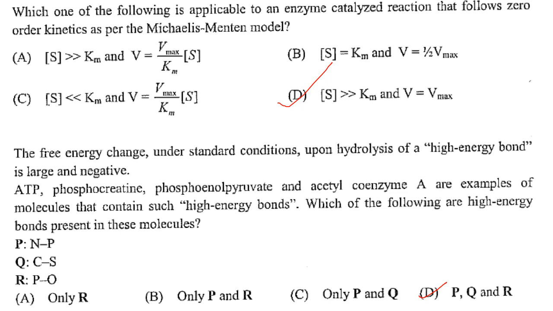Then next one. The free energy change under standard conditions upon hydrolysis of a high energy bond is large and negative. ATP, phosphocreatine, phosphoenol pyruvate and acetyl coenzyme A are examples of molecules that contain such high energy bonds. Which of the following are high energy bonds present in these molecules? N, P, CS, PO. So all three of them are found in these molecules given above. So the answer here is option D, that is P, Q and R.